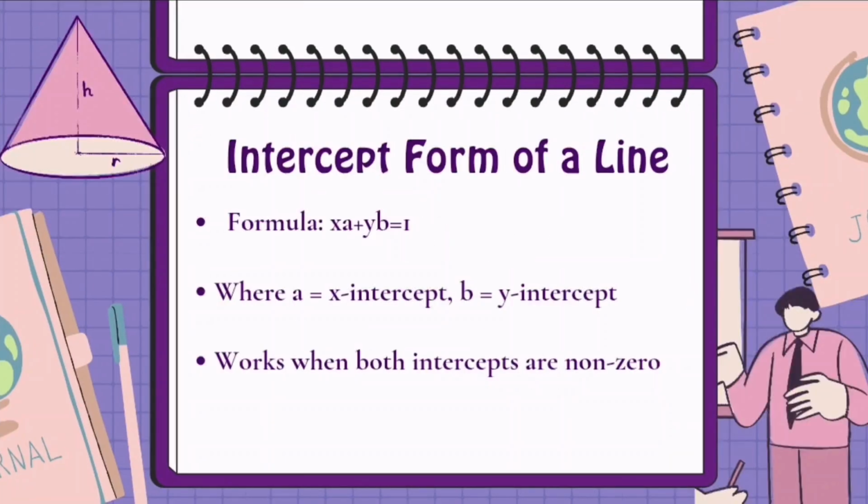So let's go to the intercept form of a line. The formula of intercept form is x over a plus y over b is equal to 1, where a is equal to the x-intercept and b is equal to the y-intercept. This formula works when both intercepts are non-zero.